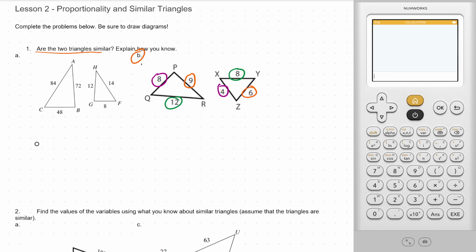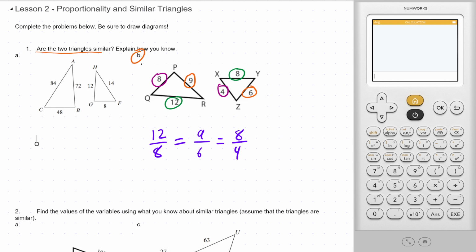Okay, so we can see here that we have 12 over 8. Let me pick a different color again. I'll keep switching. So 12 over 8 would be the relationship of the longest sides. And for the middle sides, it would be 9 over 6. And for the shortest sides, it would be 8 over 4.